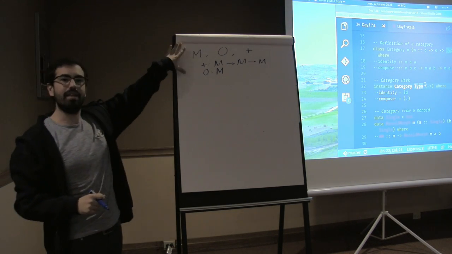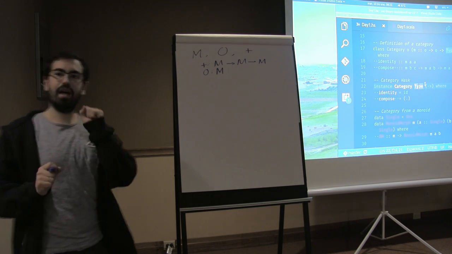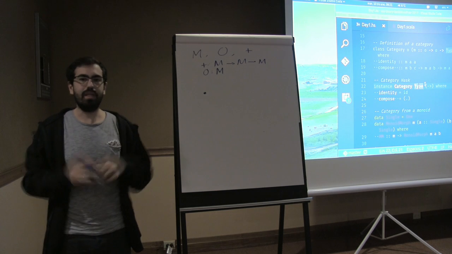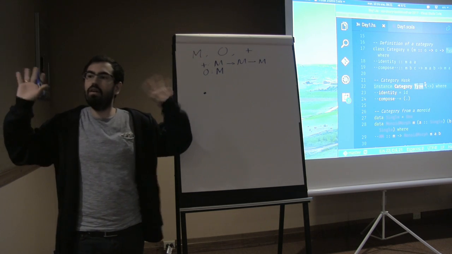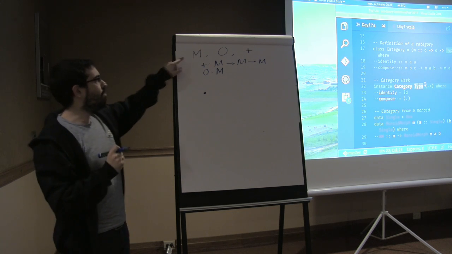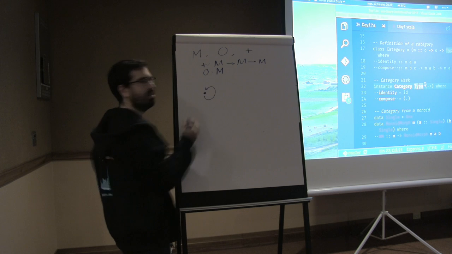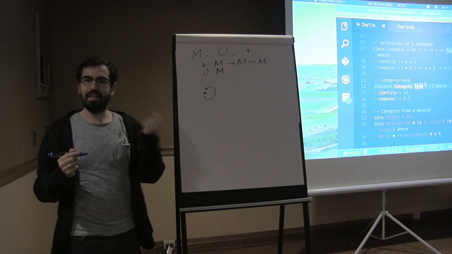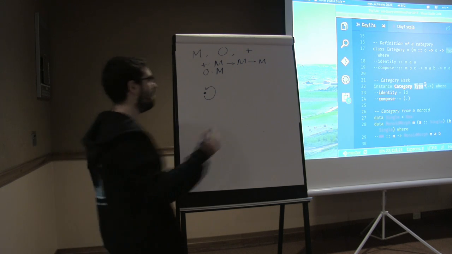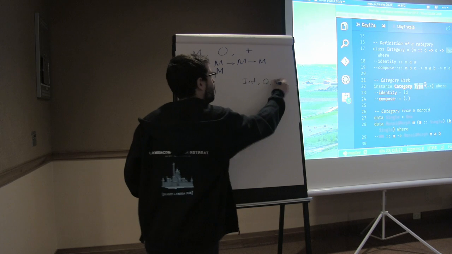So how can you look at this as a category? So here's the trick. You take one object, one single object, which doesn't represent anything at all. It's just the single object of this category, and then for every element in M, you take an arrow. So this is kind of weird. So imagine, for a more specific example, that we have numbers, so integers, with the 0 and the plus.